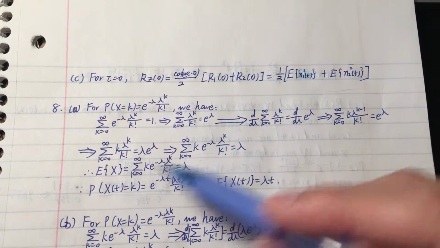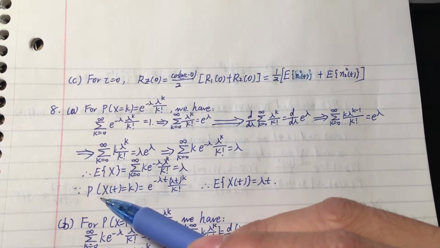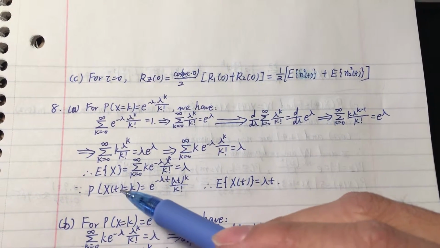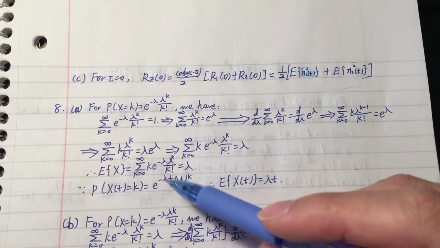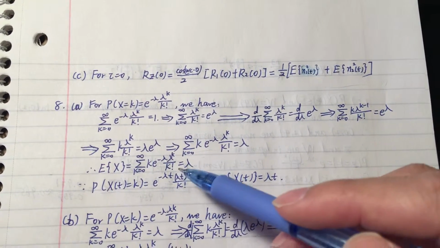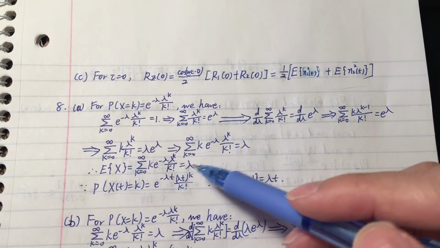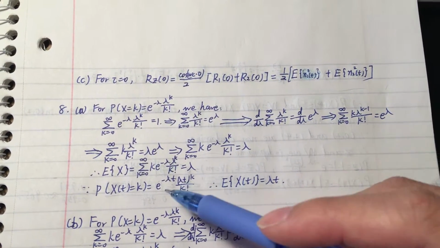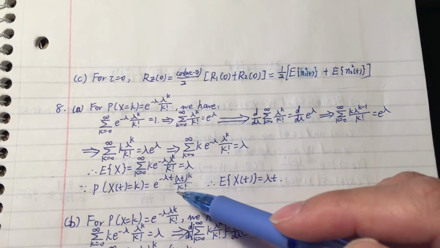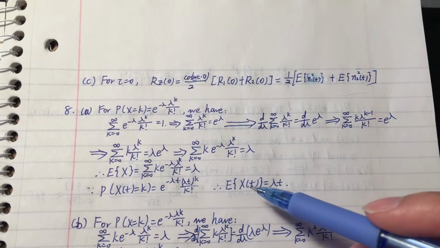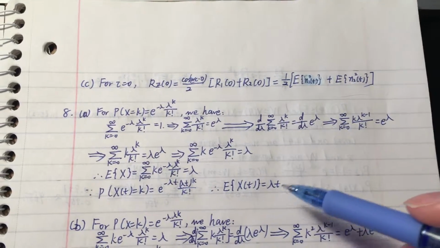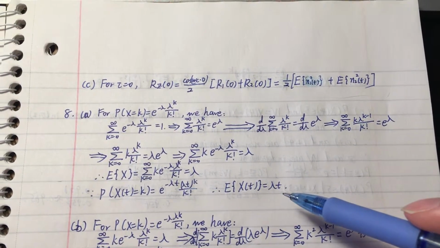lambda. And because the probability of X(t) equals k equals e to the minus lambda t times (lambda t) to the k over the factorial of k, we can get the mean of X(t) equals lambda t.